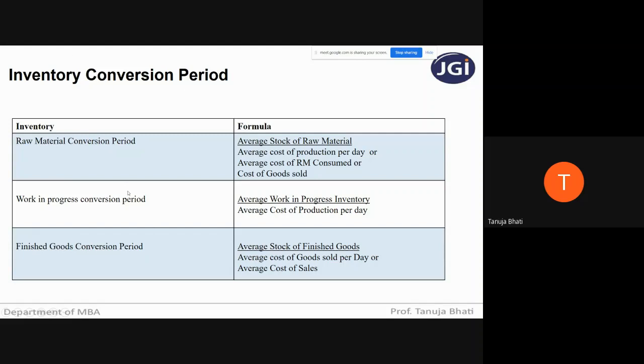For any problem, first you individually solve all these three. Suppose the raw material conversion period is 5 days, the work in progress conversion period is 4 days, and the finished goods conversion period is 2 days. So total this up: 5 plus 4 is 9, 9 plus 2 is 11. So the total inventory conversion period is 11 days. So it takes 11 days for converting the raw material into finished goods. This was just an example. So this is the formula.